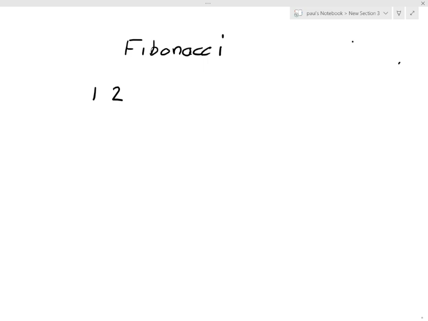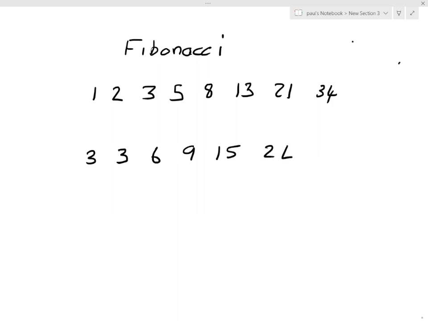So we've only got 1 and 2, so the next number will be 1 and 2 make 3. 2 and 3 are 5, 3 and 5 are 8, 5 and 8 are 13, and 8 and 13 are 21, a Fibonacci sequence. So to find the next number in the sequence, we just add these two, which will be 34. So what happens if we have a Fibonacci sequence that starts like this? 3 and 3 are 6, 3 and 6 are 9, 6 and 9 are 15, 15 and 9 are 24, 24 and 15 are 39.